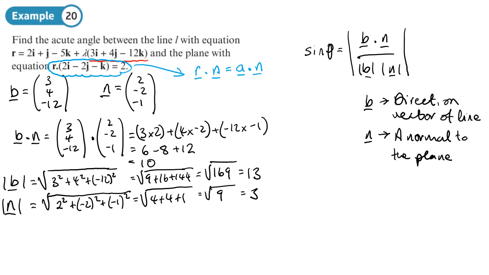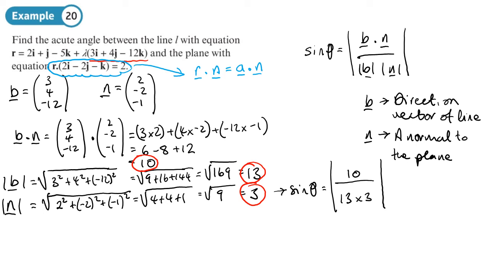So we have our b dot n, which is going to go on the top, and we've got the length of b and the length of n. So now they can go straight into the formula. The sine of the angle is going to be the modulus of b dot n, which is 10, over 13 times 3. We're working out the modulus of this, but it's positive anyway. So that means the angle is going to be the sine inverse of 10 over 13 times 3, 39. So let's work that out.